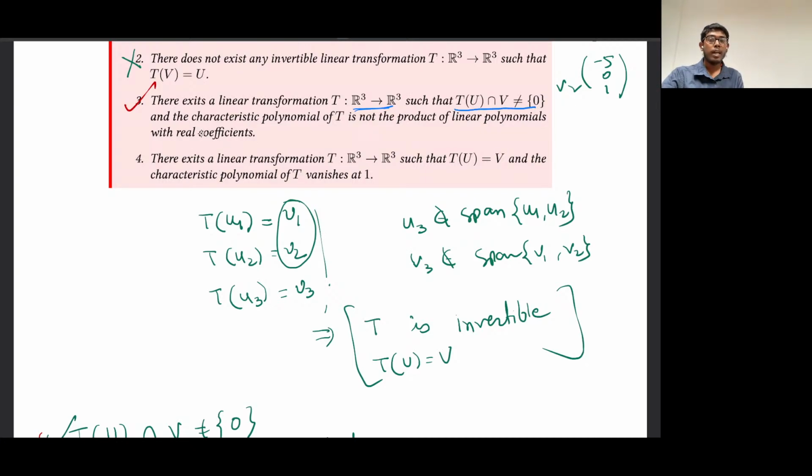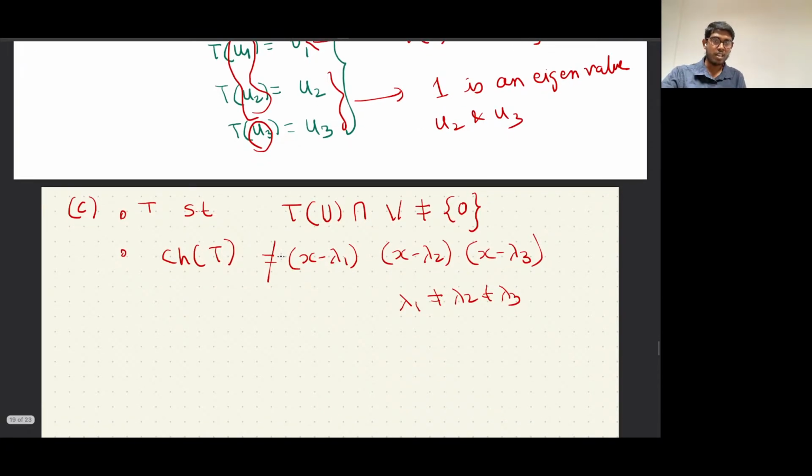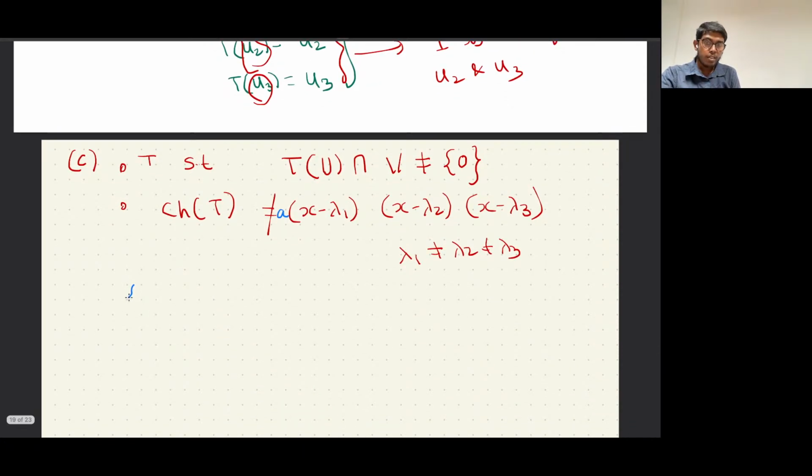That's the first thing. And the second thing, the characteristic polynomial of T is not the product of linear polynomials with real coefficients. So of course I can just write here some linear. Okay, so I don't want T to be split into linear factors. So what I will do, U1, U2 was the basis already. I'll just take U3 to form a basis of R3. Okay, this is a basis of R3.